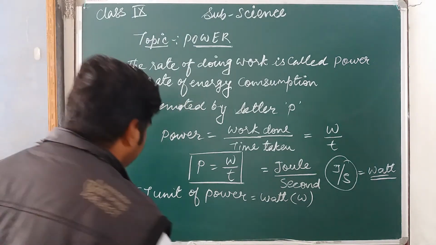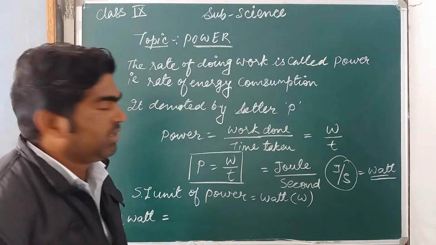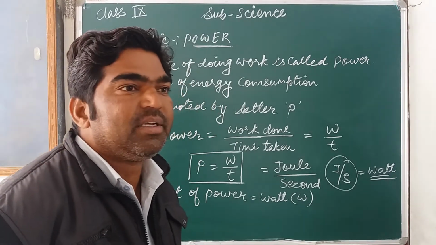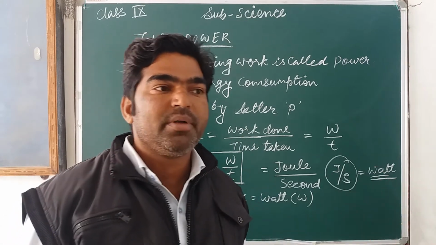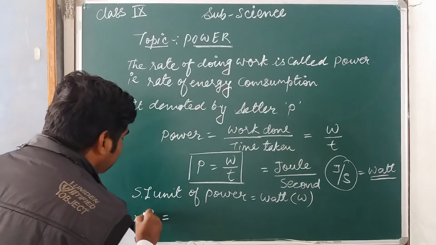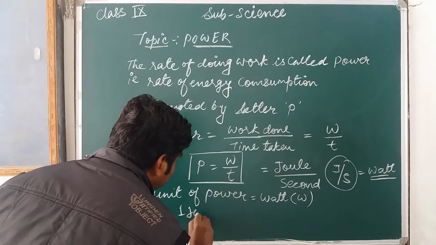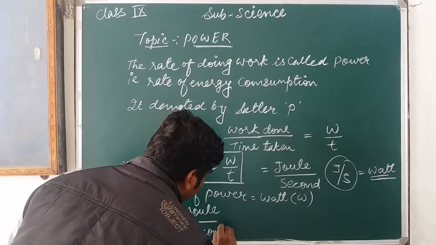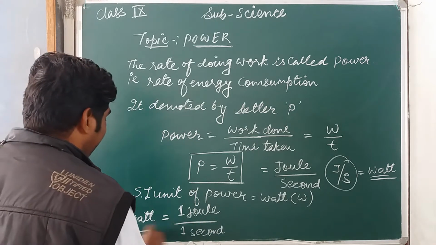So now if we want to define 1 watt, that is, if we say that a machine is working with 1 watt of power, that machine has the power of 1 watt. So 1 watt equals what? If that machine works with 1 joule in 1 second, then that power is called 1 watt power.